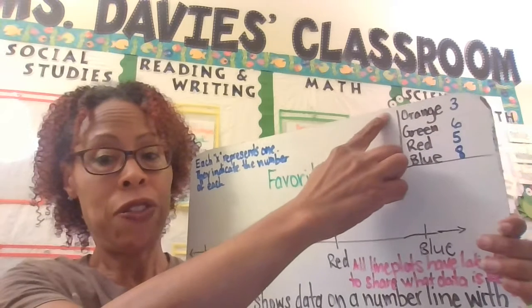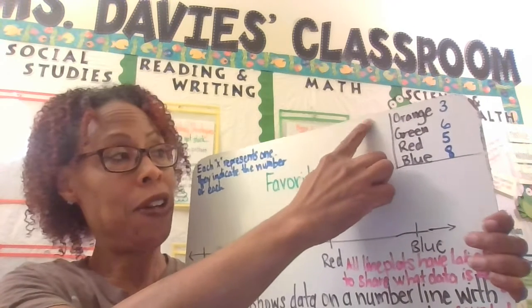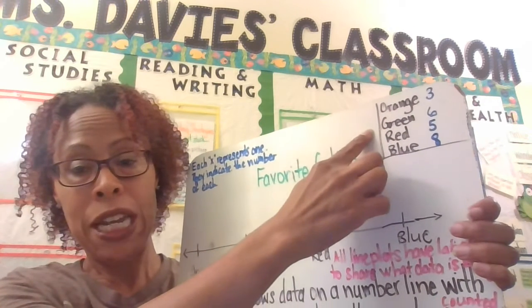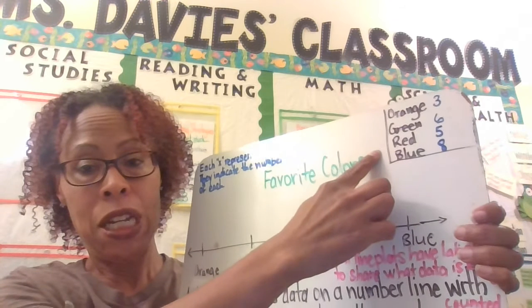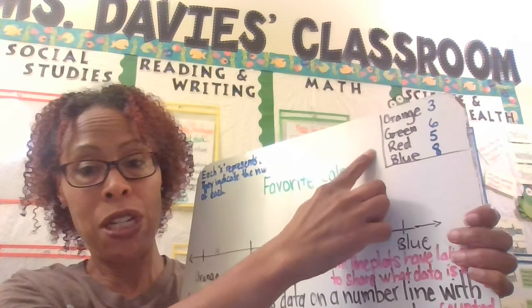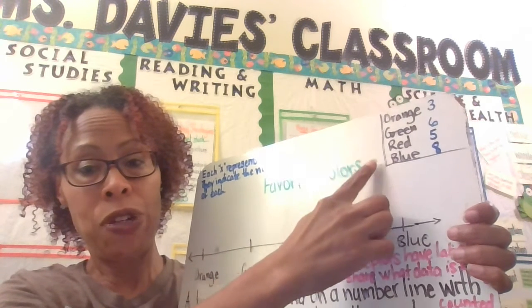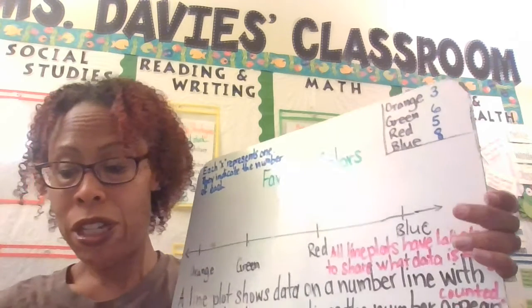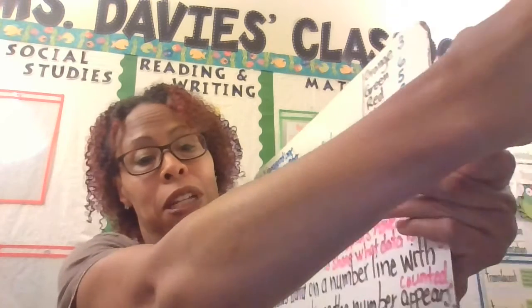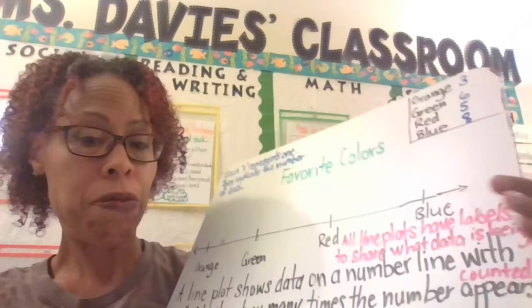This shows the favorite colors that 3 students had a favorite color of orange. 6 students had a favorite color of green. 5 had a favorite color of red. And 8 had a favorite color of blue. So let's indicate that data on the line plot using the x's.